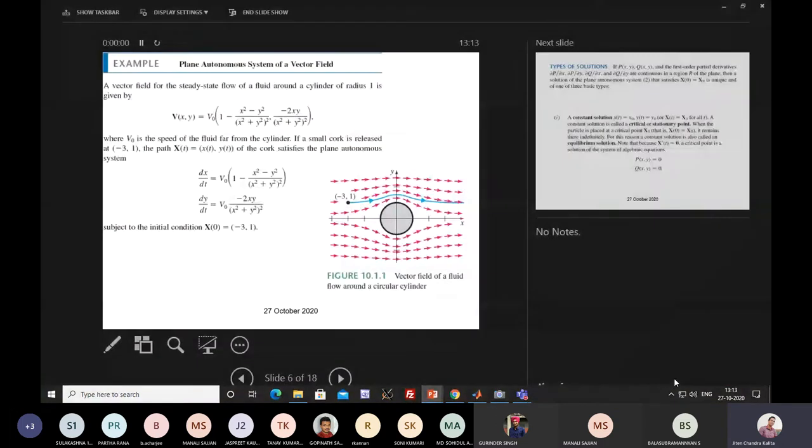So now, can you give me one point where there is a likelihood of finding a constant solution here? Simply looking at the expressions for dx/dt and dy/dt. Yes, just look at these two expressions.